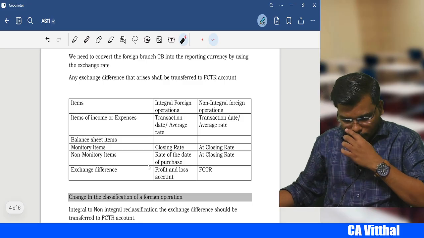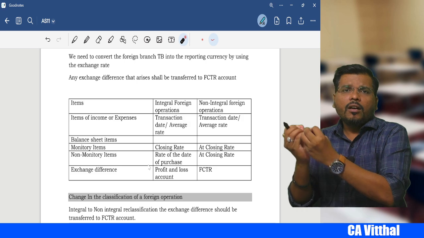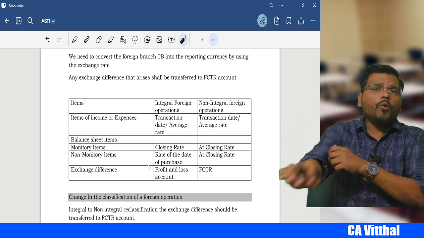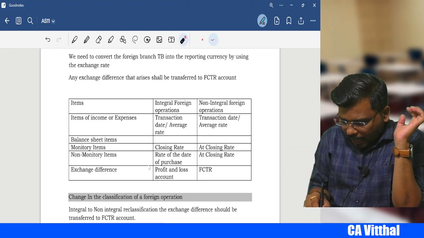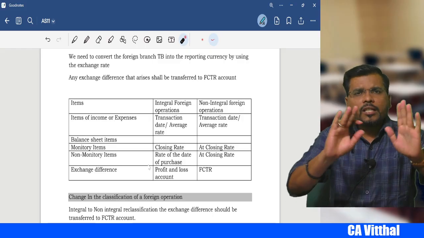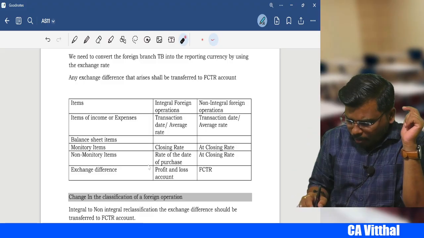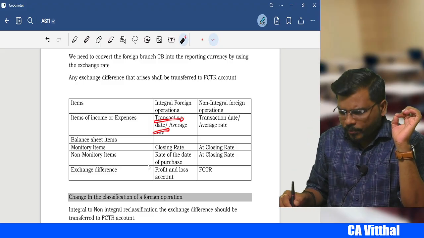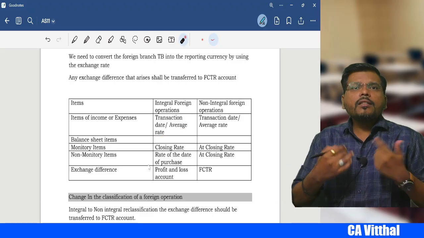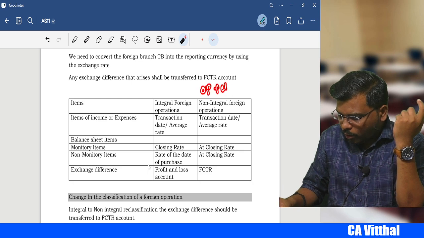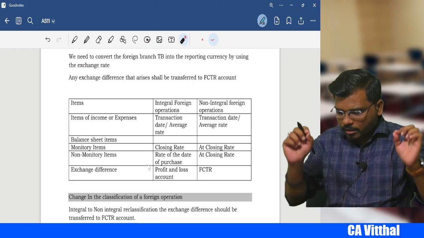Okay, next, my dear student. Now you may ask me, sir, how to convert the foreign branch trial balance into the reporting currency? So I have given you this chart. Please focus here. First one, item of income or expense. In the TB we have items of income, expense, asset and liability, right? So for an item of income or expense, you can use the transaction date rate. Generally the transaction date will not be given in the question, so always use the average rate. So what is the average rate, sir? Your opening plus closing rate divided by 2. When you take the opening rate plus closing rate and divide by 2, we get the average rate.